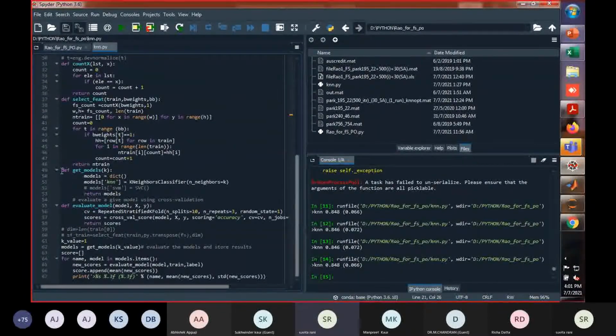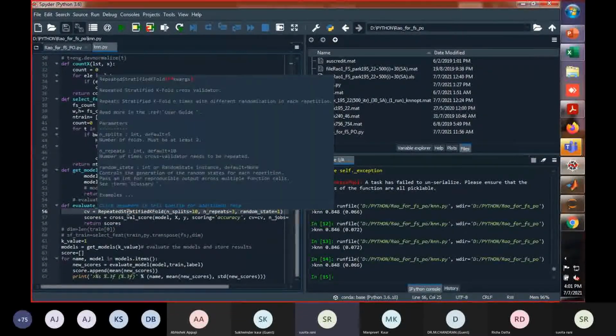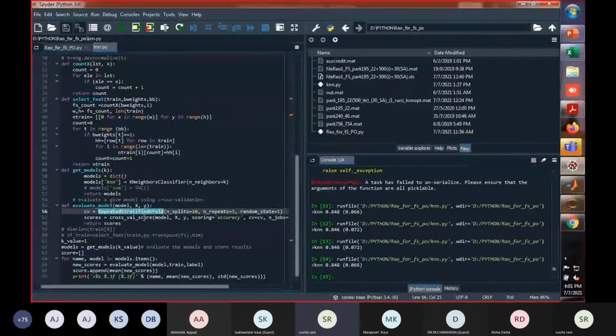Then we first define the model which we want to use. For this, we define the k nearest neighbor classifier and the value of k, which we pass to this code. And this is the code for the evaluation of the model. Here we first make the groups, and then we find the cross validation score, and then we evaluate the mean.